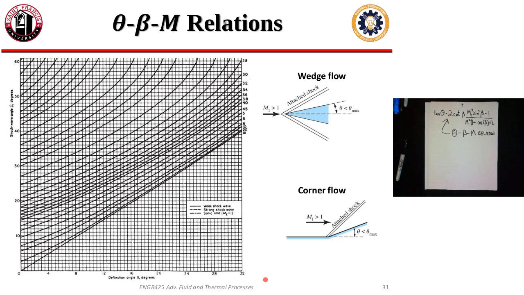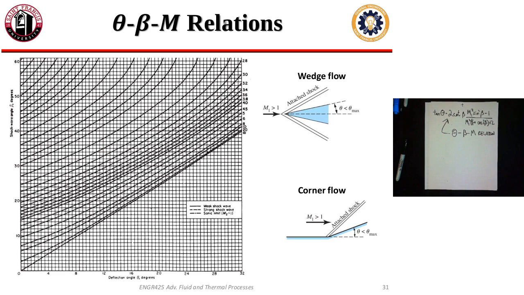Here is an excerpt from the theta-beta-M plot that is in your book. This would be in chapter 9, right in the same area that has all of the other material on oblique shocks. Trying to find an exact page for you. Should be around page 610, 613, somewhere around there. This on the slide is the lower half of that chart.